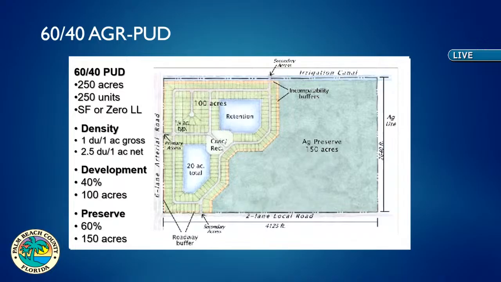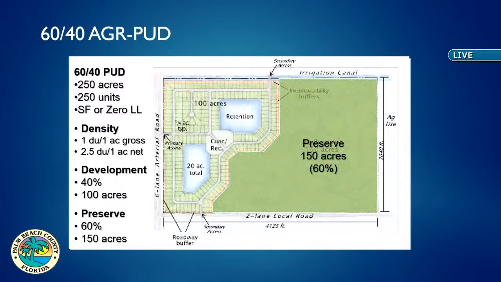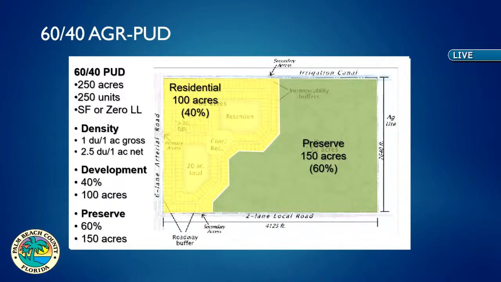This slide shows, in a very simple graphic, how that 60/40 requirement works. It shows a 250 acre parcel, which is the minimum required for a 60/40 AGR PUD, with 150 acres, 60%, set aside as preserve, and 100 acres, the maximum 40%, as the development area. In this one, it shows the preserve contiguous. It can be off-site and non-contiguous.